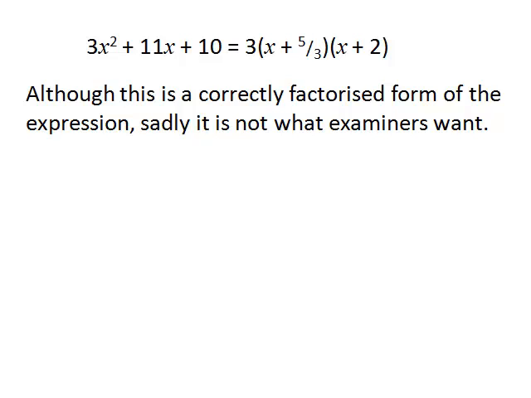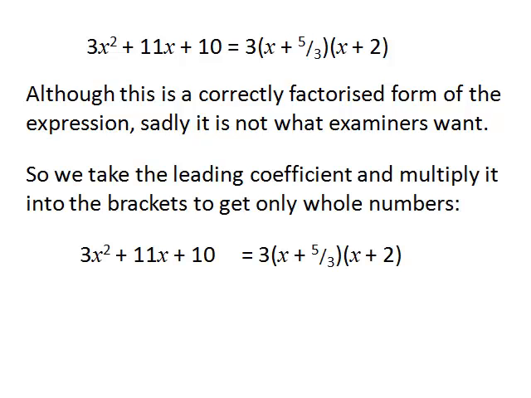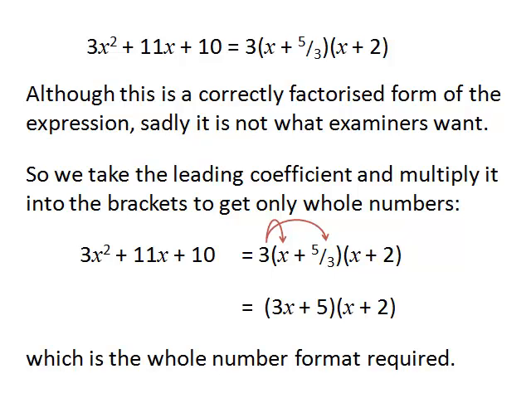Unfortunately, it's not what the examiners want. They want to get rid of that nasty 5 over 3. So we take the 3 and we multiply it into the bracket. 3 times x is 3x, 3 times 5 over 3 is 5. And that's the answer they want in the whole number format that they want it. So we'll do another couple, see if you can remember how it works.